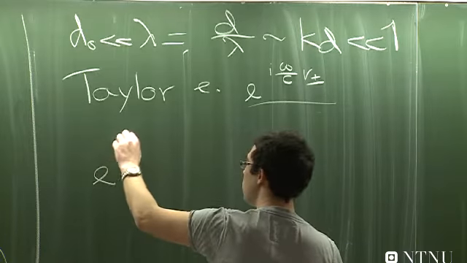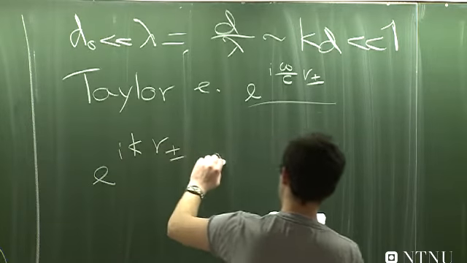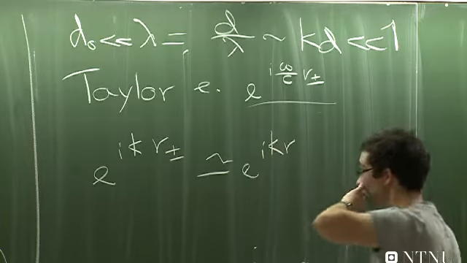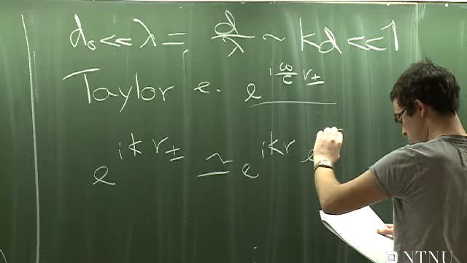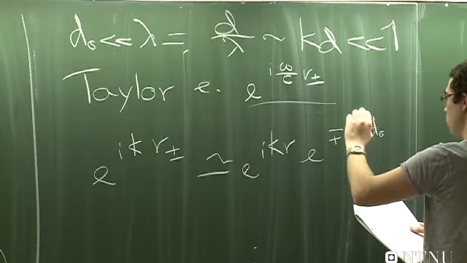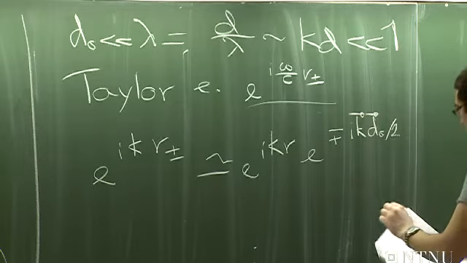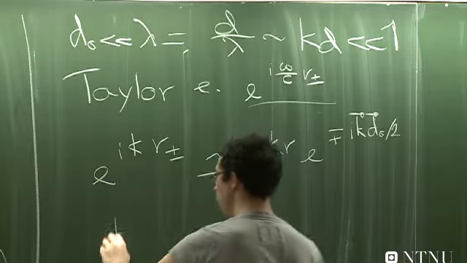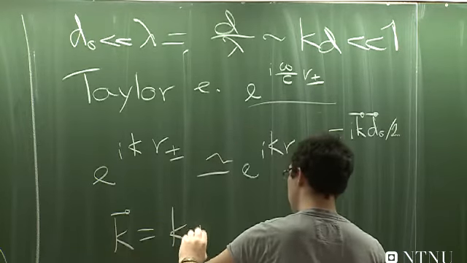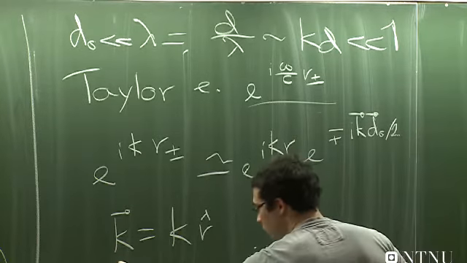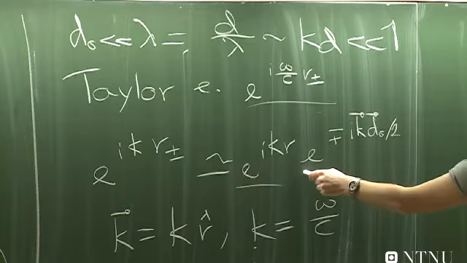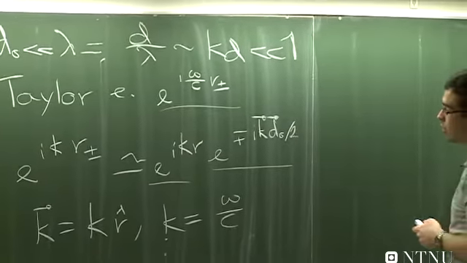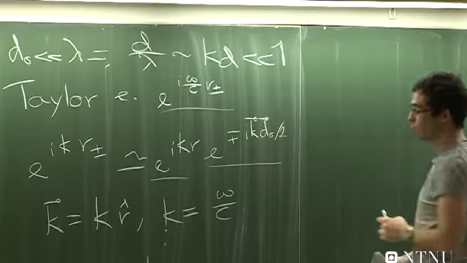And e to the i k r plus minus is approximately e to the i k r, where r is simply the distance from the origin. And one more term I have to keep, e to the minus plus i k d naught over 2. And the k vector is simply k r hat, and the length of the k vector is omega over c, as before. Now this one there's not much to do about, but this one I can Taylor expand because kd is much less than 1, so it should hopefully be enough to keep a few terms.